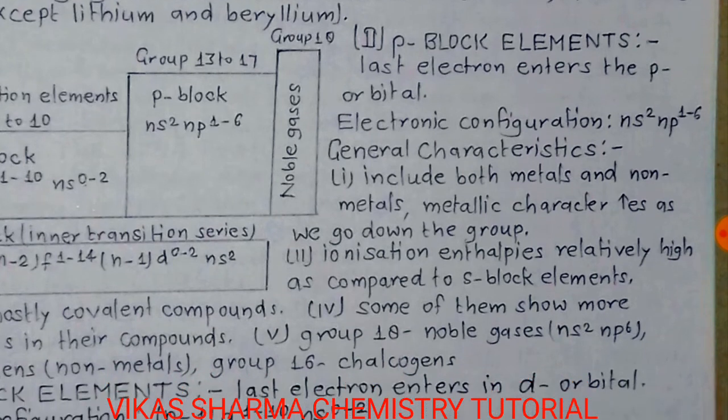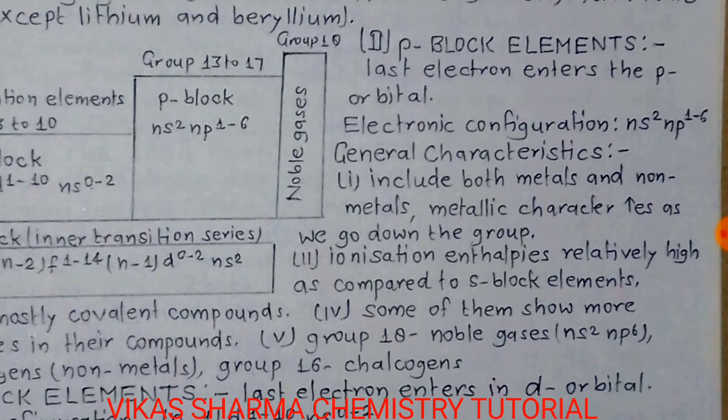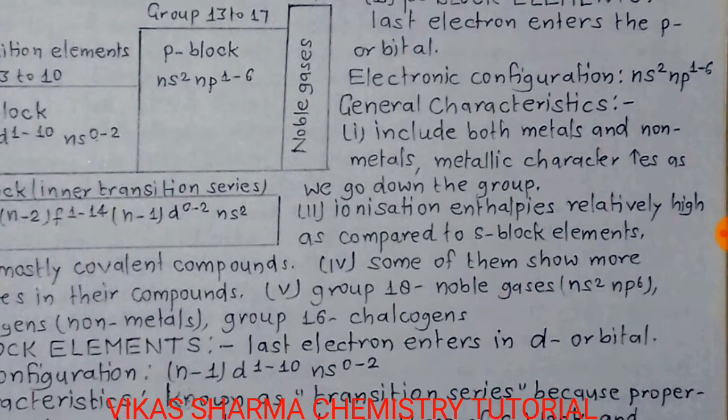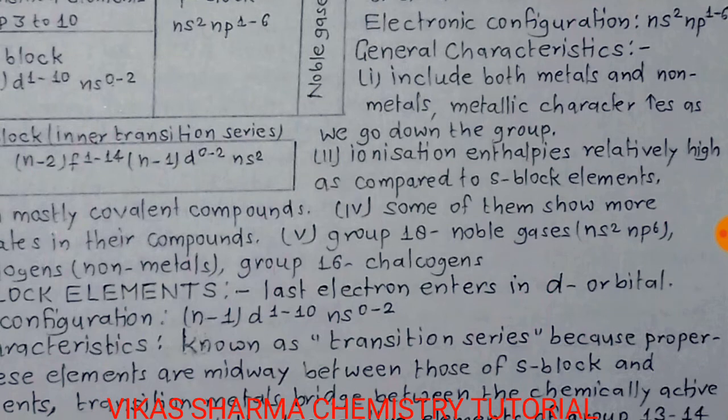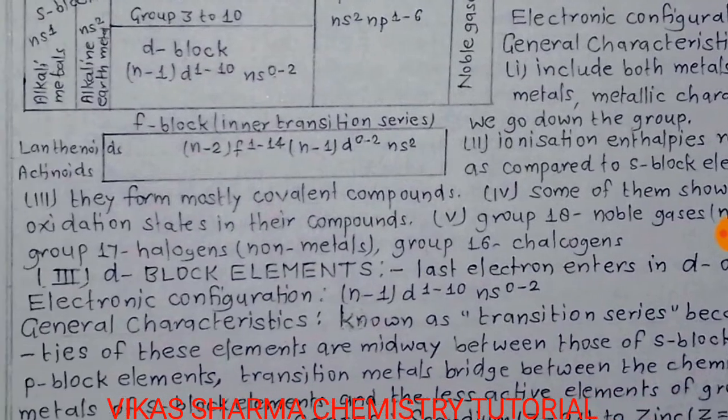Student, second, the P block elements, in which the last electron enters the P orbital. Electronic configuration is ns2 np1 to 6. The general characteristics include both metals and non-metals. Metallic character increases as we go down the group. Second, ionization enthalpy is relatively high as compared to S block elements, meaning it is difficult to remove electrons from the orbital.